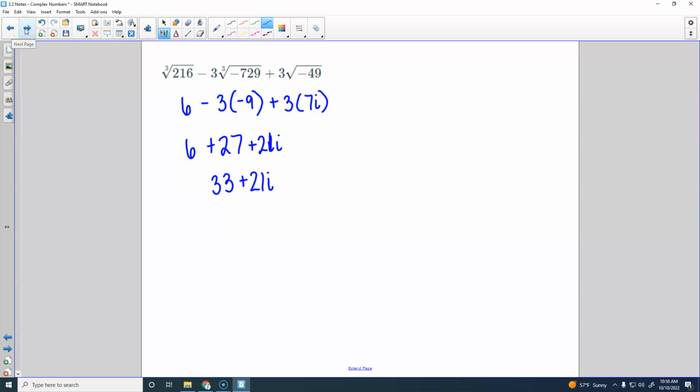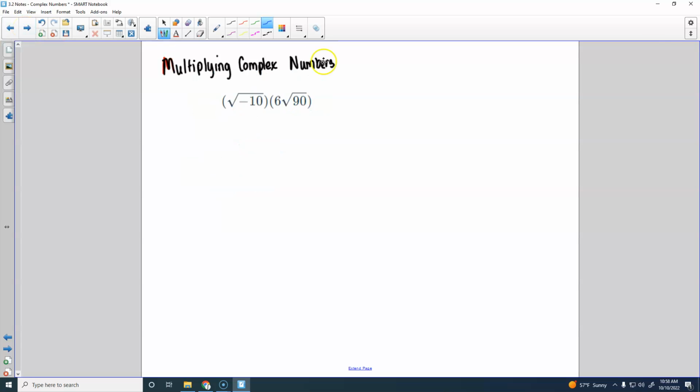Okay. All right, we okay here? All right, let's look at multiplying complex numbers.